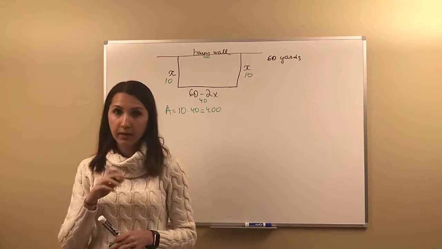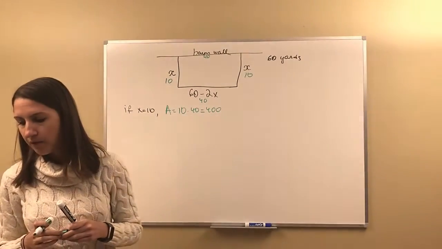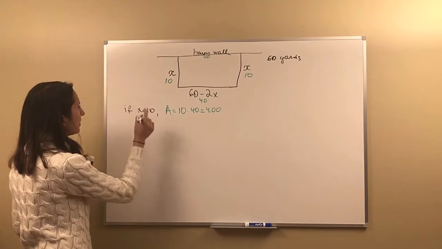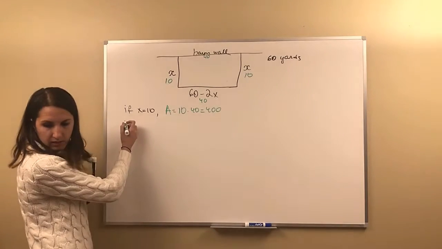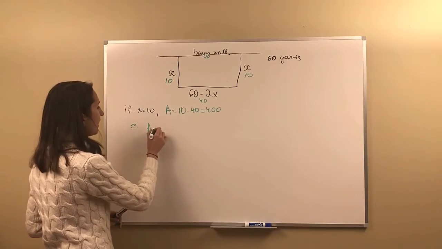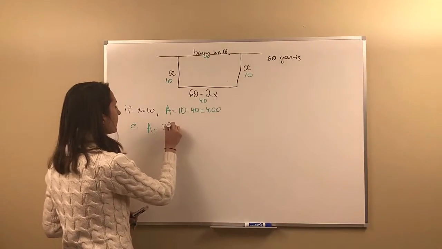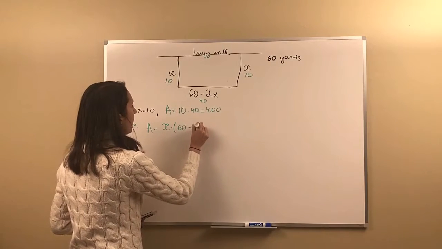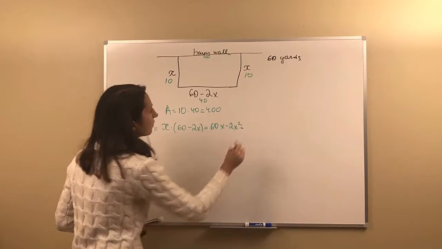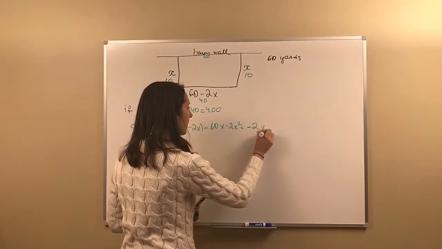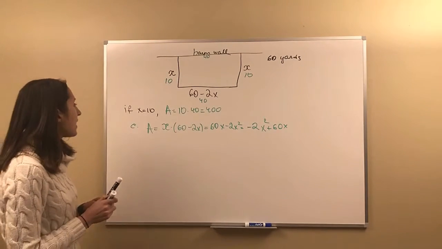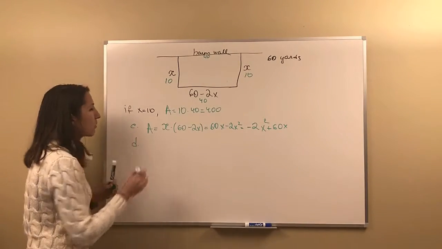Now the next one, they ask to write a function formula for the area of the dog pen. So now we need to write a general formula. So that was A, B, C. Oh, that's C. Okay, that's C. So the general formula of the area is length times width. So this is X times 60 minus 2X, or 60X minus 2x squared, and I like to put them in correct order, so it would be negative 2x squared plus 60x. Perfect.